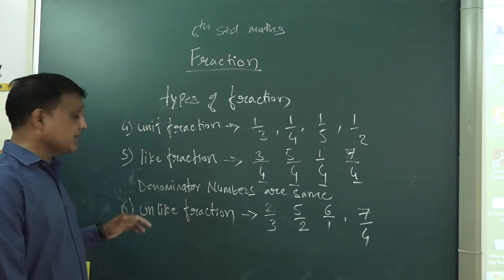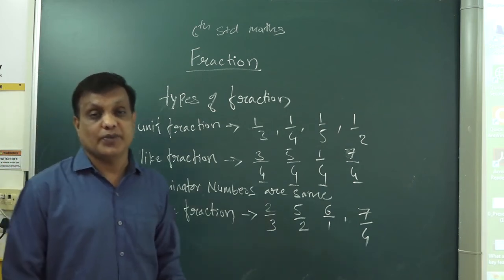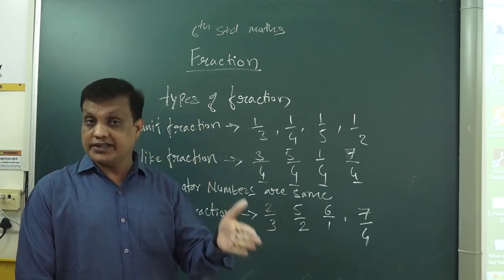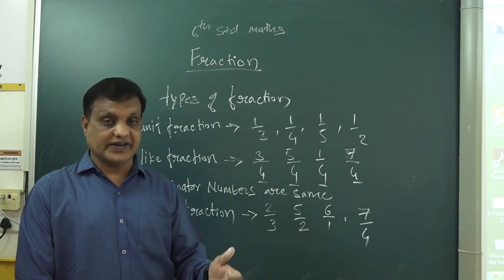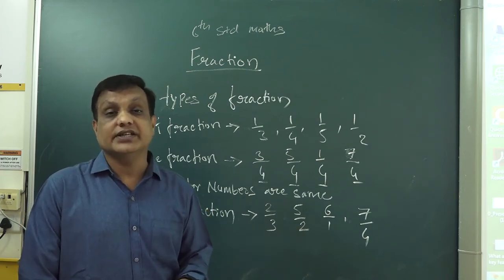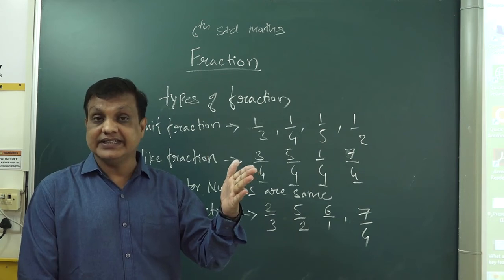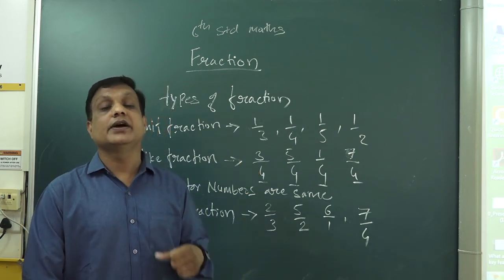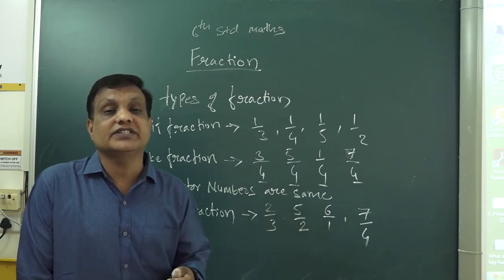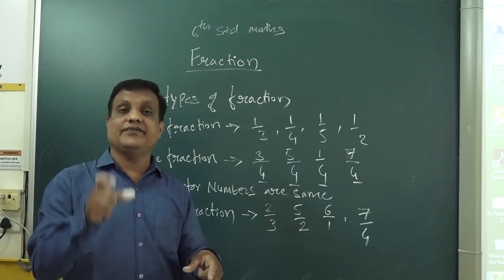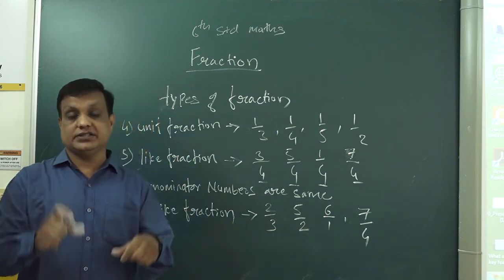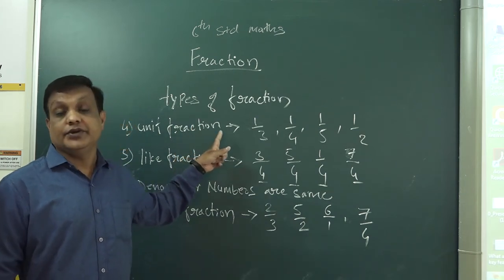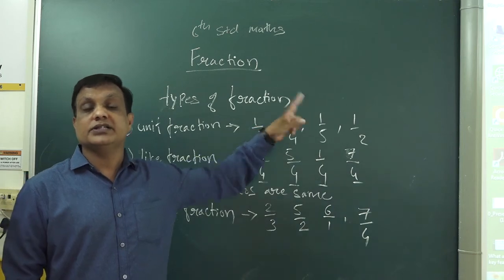So how many types of fraction have we seen? We have seen 6 types of fraction. First one is proper fraction: the numerator is smaller than the denominator. Improper fraction: the numerator is bigger than the denominator. Third one, mixed fraction: one whole number and one fraction, whole and part. Next, unit fraction: all the numerators are 1.